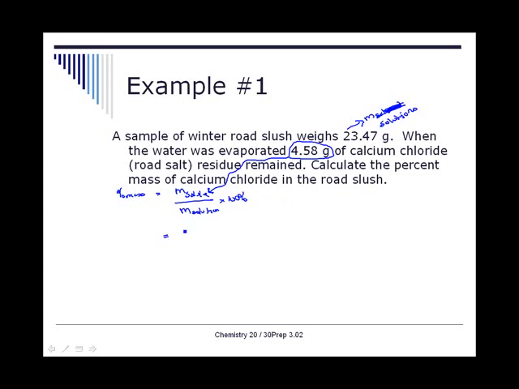So we have everything we need to calculate our percent mass. It'll be 4.58 grams divided by 23.47 grams times 100%. When we run that through our calculator, we get an answer of 19.5%, and this is rounded to 3 significant digits. And there we have it. And for units, we should put those in. It's 19.5%, and then we put mass by mass.